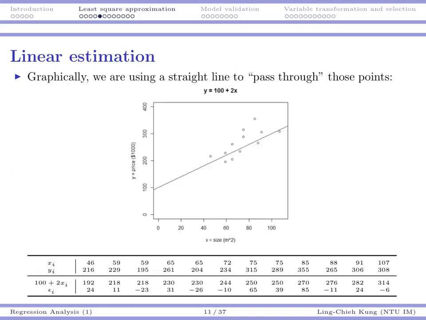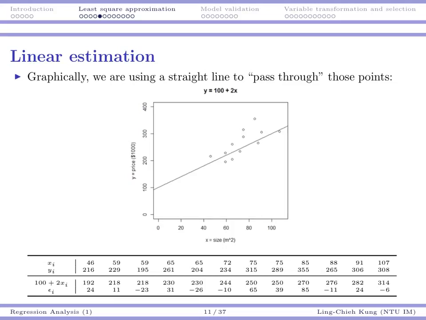As another example, we may want to use a graph to represent what we did. Suppose the formula we want to use is 100 plus 2x. Beta 0 is 100, beta 1 is 2. Then we have a line like this. We probably would feel that there are a few dots that are below the line. There are also a few dots that are above the line. So the line is not too bad. At least it's not systematically doing overestimation or underestimation.